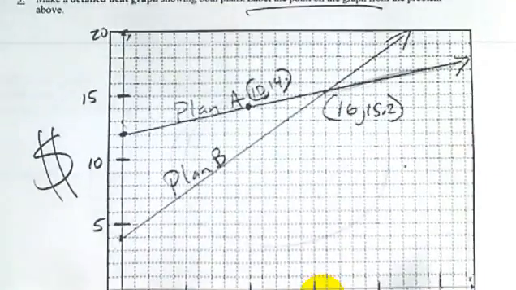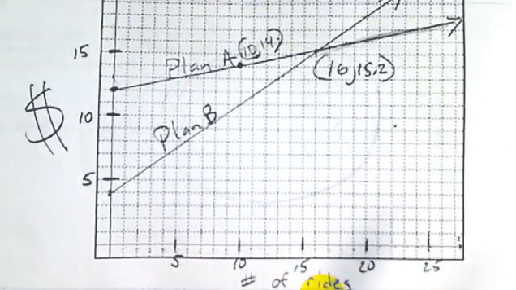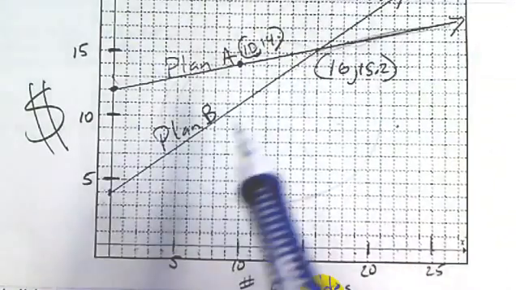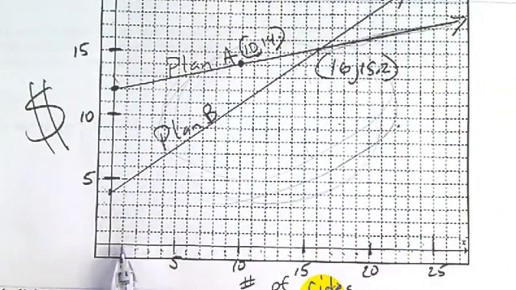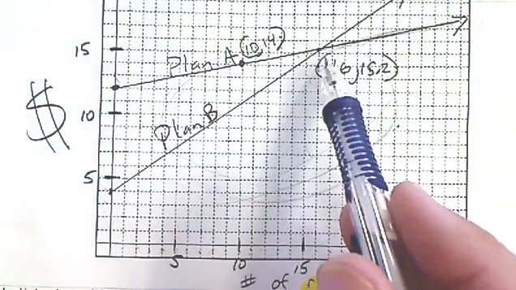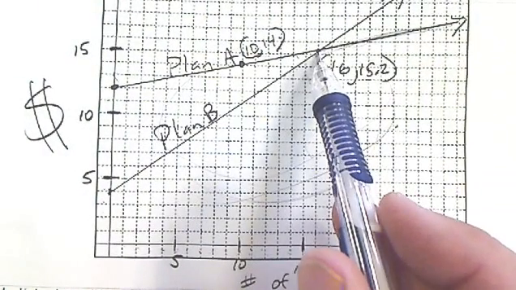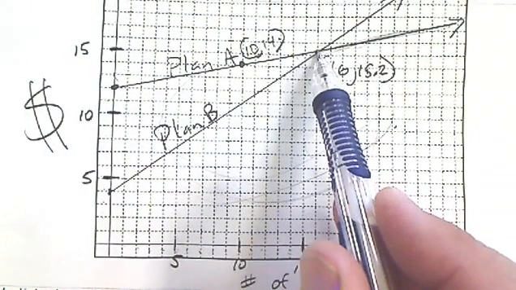To graph it, I want to make sure my point of intersection is somewhere in the middle. So I went by ones here because I knew 16 is where it's going to run into it, and 15 is going to run into it right here.